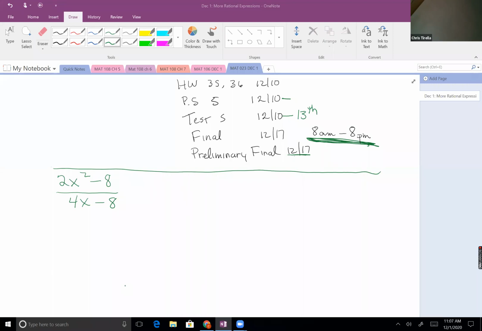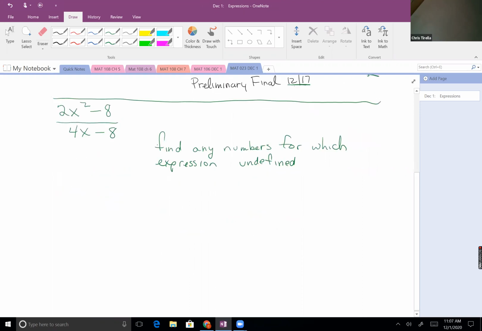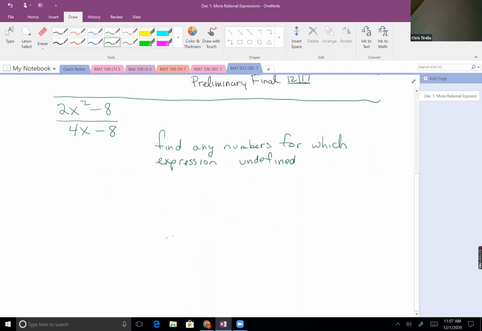One is to find any numbers for which the expression is undefined. And then after you do that, I want you to simplify the expression.